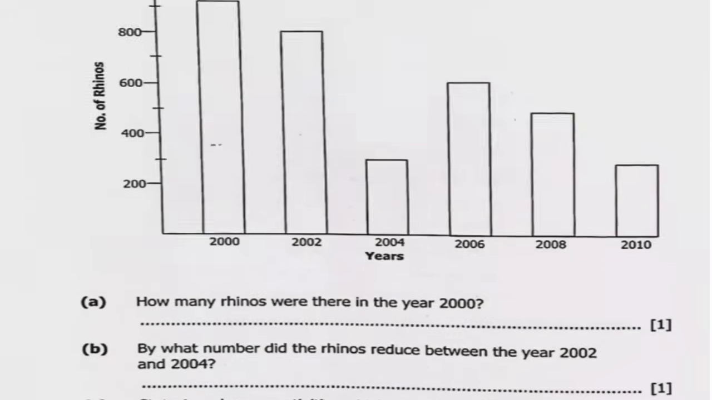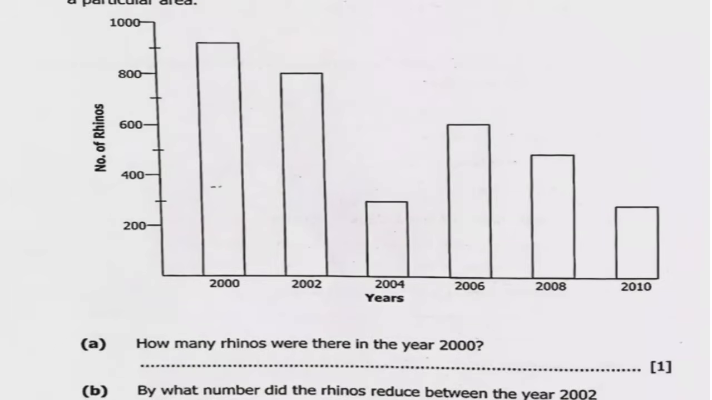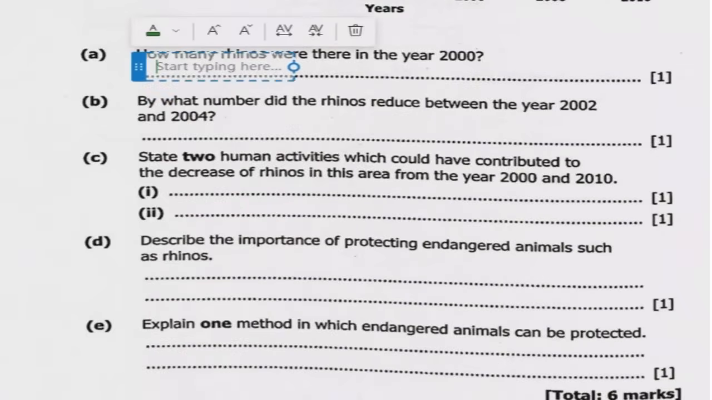Then we can go to the actual questions, which is question 8a: how many rhinos were there in the year 2000? We notice that they were 900. So here we write 900.